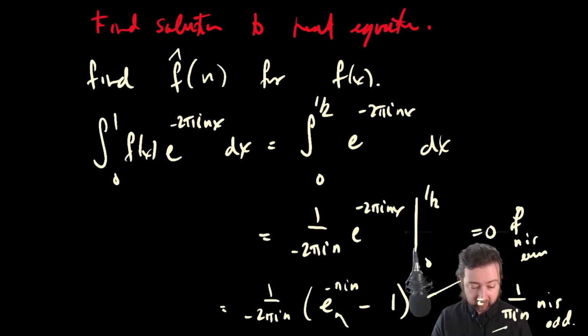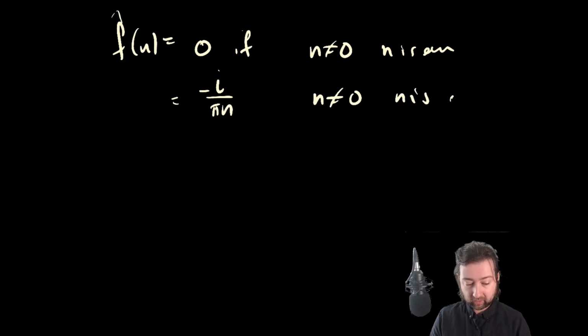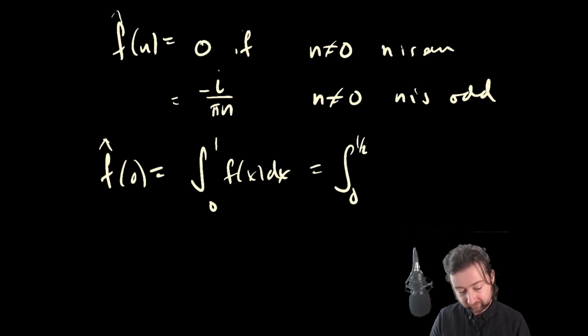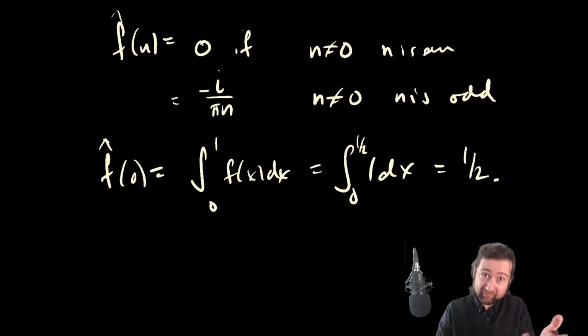And I can get the i out of the denominator and write f hat of n is equal to 0 if n is not equal to 0 and n is even. f hat of n is equal to -i over πn if n is not equal to 0 and n is odd. And for f hat of 0, I have to evaluate the average value of the function, which is the integral from 0 to 1 of f(x) dx, which is the integral from 0 to 1/2 of 1 dx, which is just 1/2. Not hard to imagine that the average value of a function that's 1 for half the time and 0 for the other half has an average value of 1/2, but there it is.